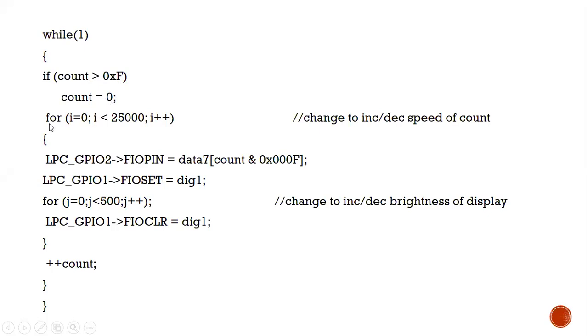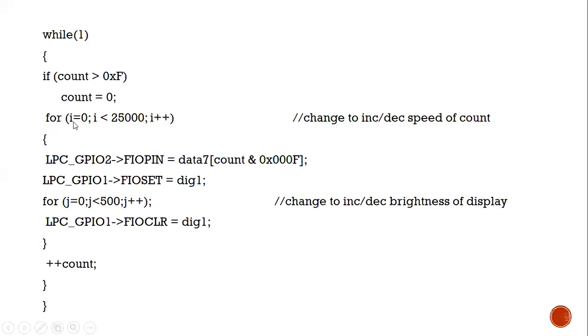Then for i equals 0, i less than 25,000, i plus plus. This line is used for creating a delay between the two values, or I can use it as the speed. Yes, speed depends on the delay also. I can decrease or increase the delay with respect to our application.